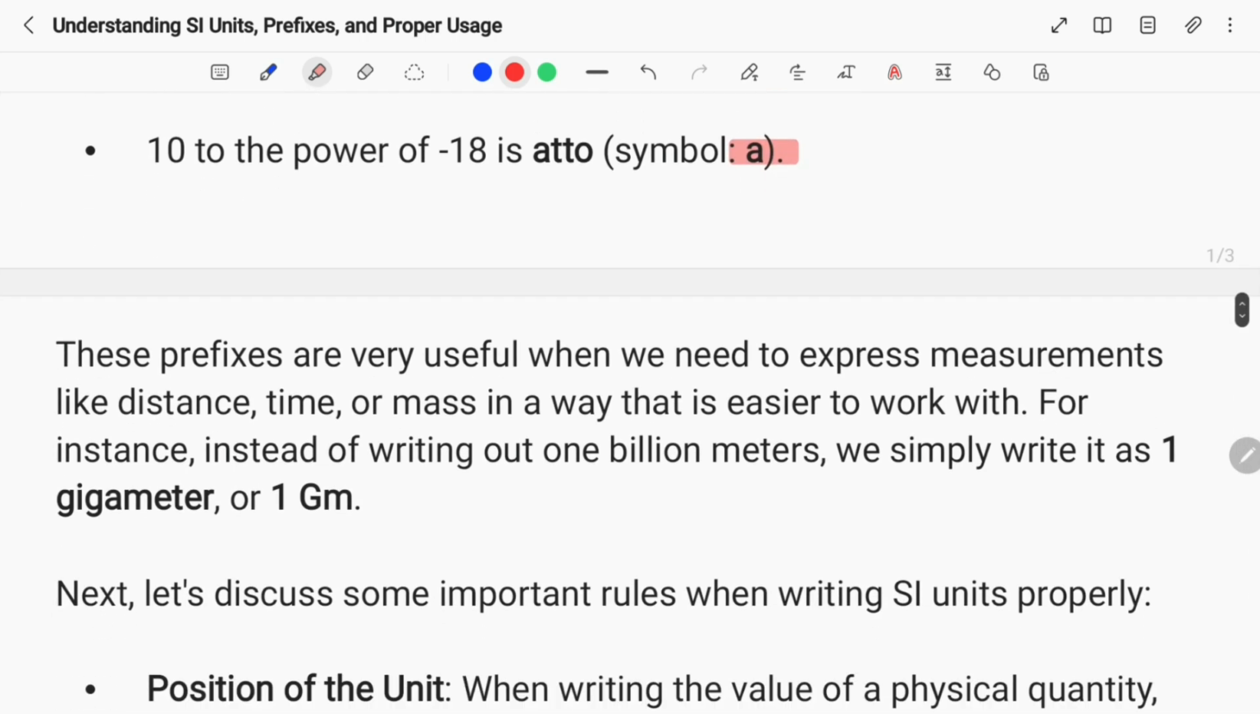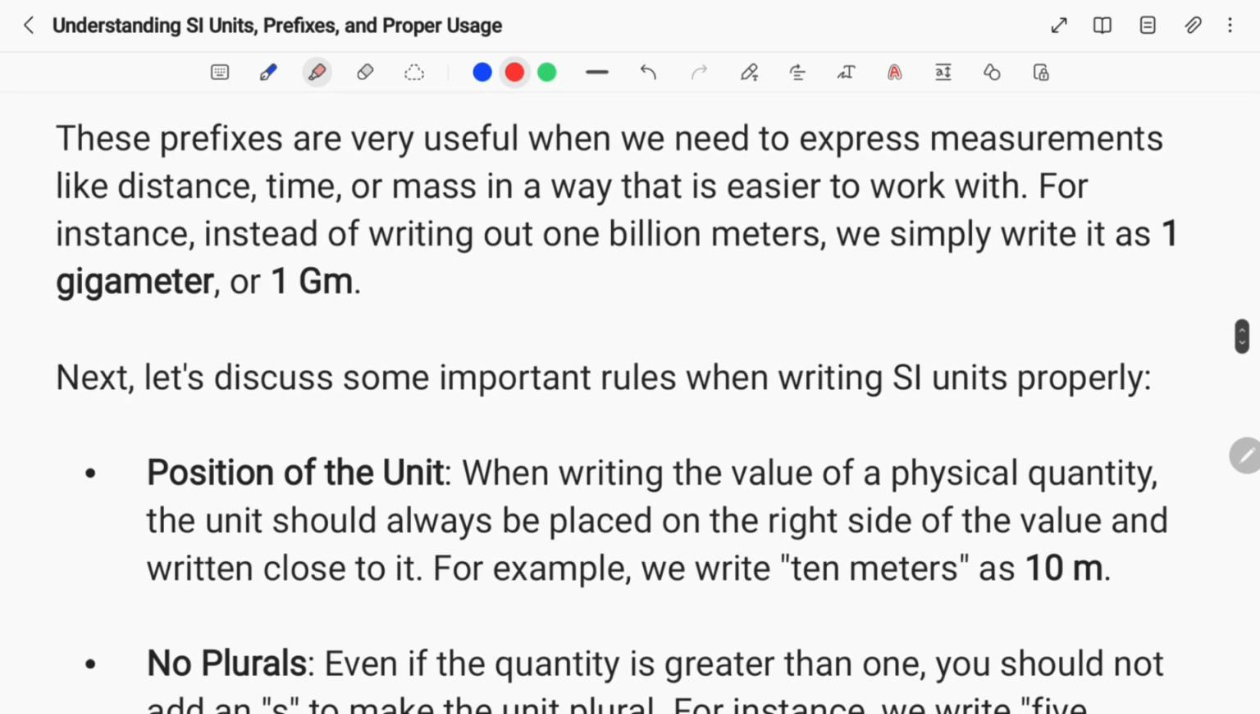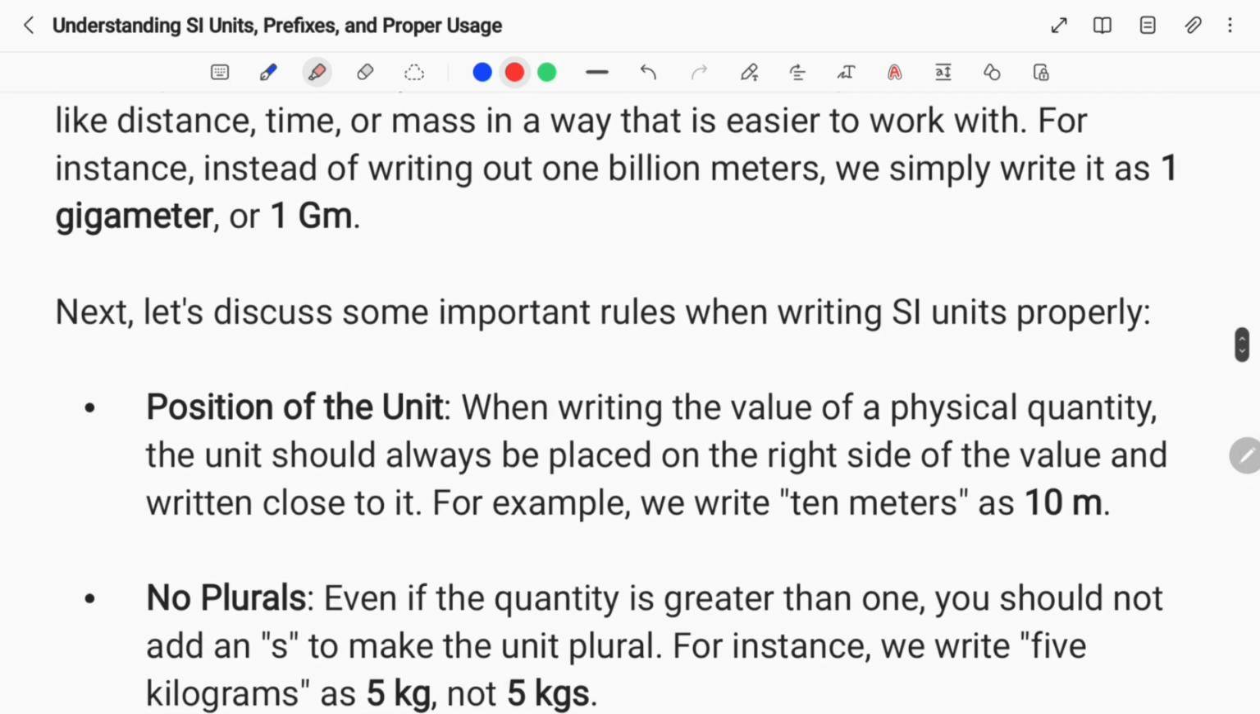These prefixes are very useful when we need to express measurements like distance, time, or mass in a way that is easier to work with. For instance, instead of writing out 1 billion meters, we simply write it as 1 gigameter, or 1 Gm.